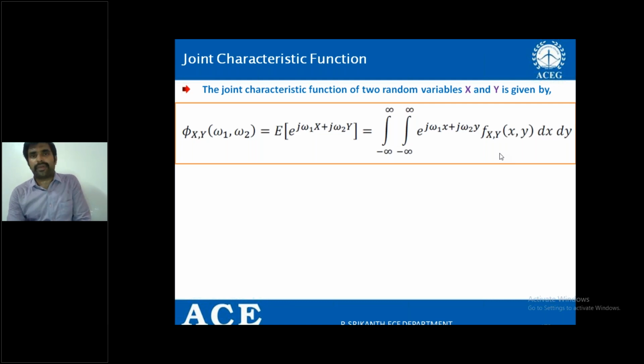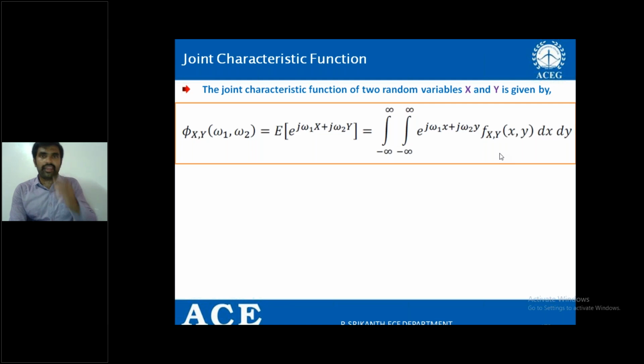So what is the purpose of defining the joint characteristic function here? In the single random variable case, we have discussed that the characteristic function is used to derive moments, right? And at the same time, the moments are used to find the statistical parameters like statistical mean or statistical mean square value or statistical variance or statistical skew and so on, right?